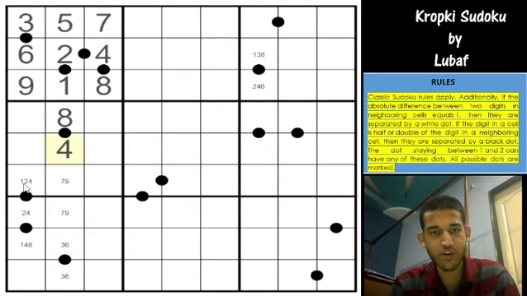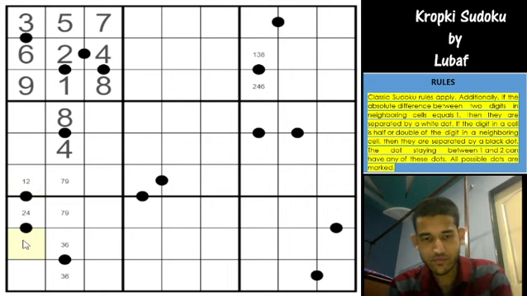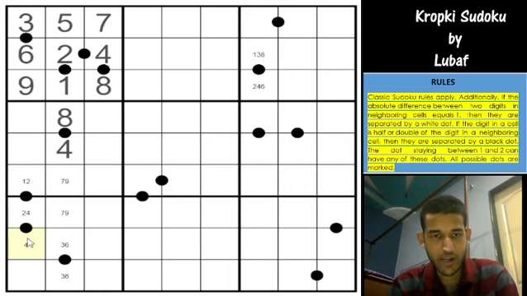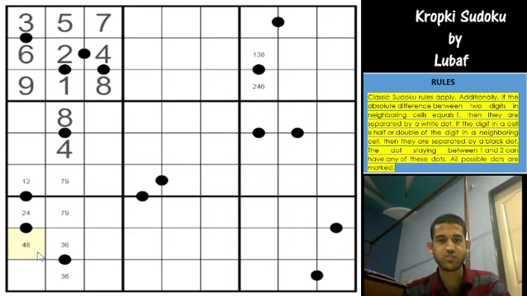And because you have a 4 here, this cannot be a 4. So 1, 2, 4, 2, 4, 8. So these are the only possible combinations you can have here.